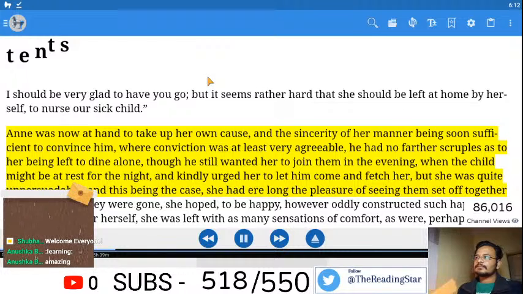Annie was now at hand to take up her own cause, and the sincerity of her manner being soon sufficient to convince him, where conviction was at least very agreeable, he had no farther scruples as to her being left to dine alone, though he still wanted her to join them in the evening, when the child might be at rest for the night, and kindly urged her to let him come and fetch her. But she was quite unpersuadable, and this being the case, she had ere long the pleasure of seeing them set off together in high spirits.